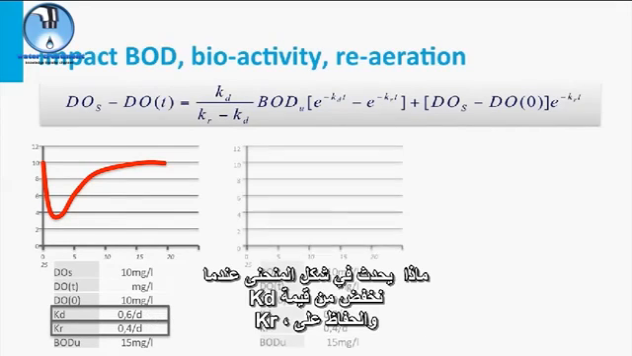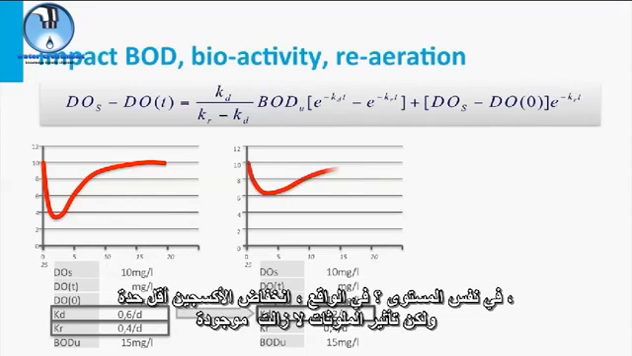Now, what happens to the shape of the curve when we lower the Kd value, keeping the Kr at the same level? Indeed, the drop in oxygen is less severe, but the impact of the pollutant is longer present.